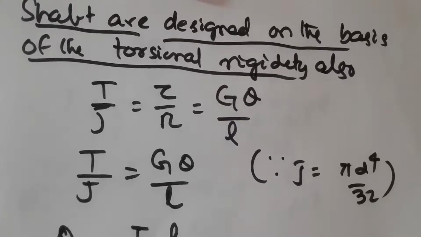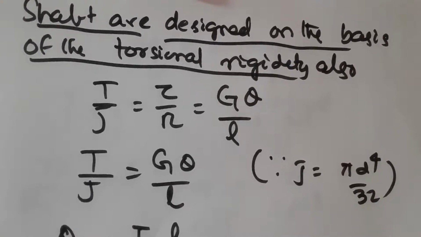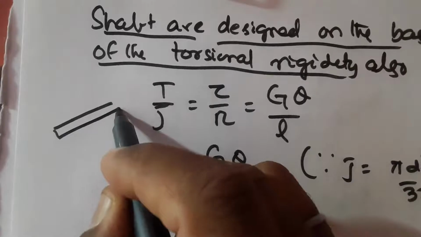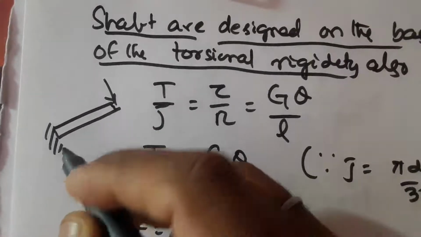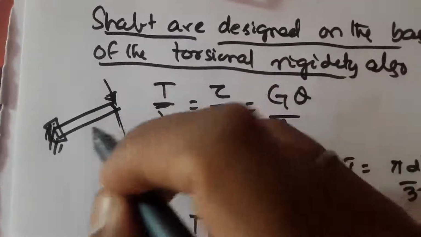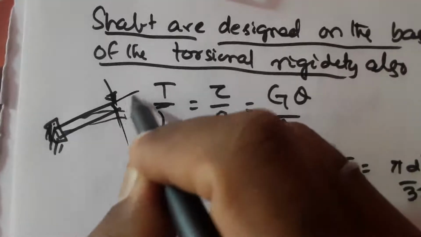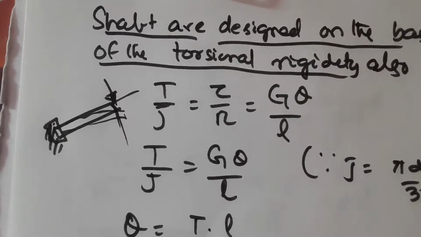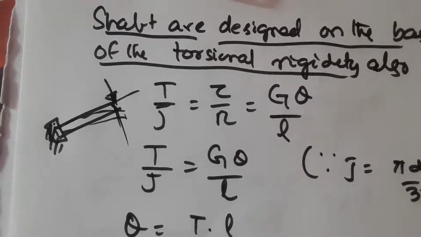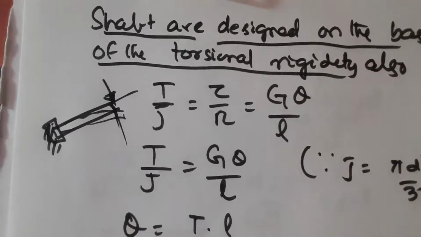Similarly, a transmission shaft is said to be rigid on the basis of lateral rigidity if it does not deflect too much under the action of external force or the bending moment. So the bending moment is trying to deflect the shaft. Suppose this is the shaft, fixed at one end and supported at one end with a bearing, and the load is applied, so it will try to bend it. If the deflection is not too much, then we can say it is laterally rigid. That means the shaft is said to be laterally rigid if it does not deflect too much under the action of the external force which is trying to bend it.